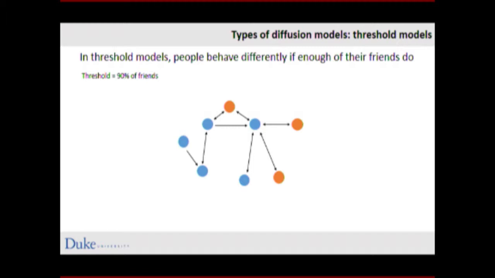And so, for example, this person pays attention to this person, but this person does not reciprocally pay attention to that person. And then you might say, OK, well, if over 90%, this is some behavior that I'm really, really resistant to. So it's going to have to take like 90% of my friends to do that for me to actually participate in it. Saying again that these people are susceptible and the orange people are infected, would anybody actually change their behavior in this network?